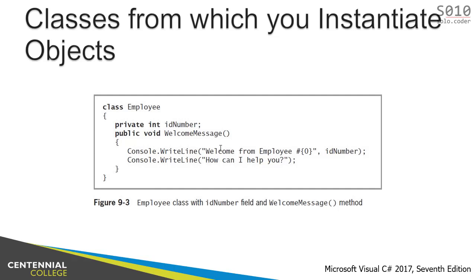Anyway, we have our class Employee. What is this? Private int ID number. What is that ID number? A variable, which is set to private. Let's hold on for a second. Private and public, let's keep that aside for a second. So ID number is a variable.